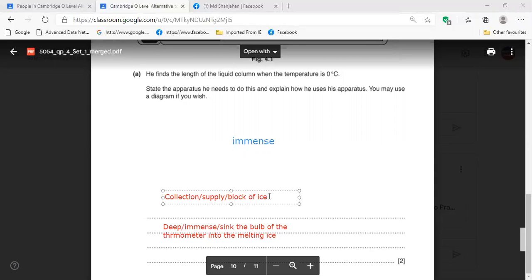Is it clear now? Yes, sir. So that is our apparatus or the things required here, and how he is using this way, right? We should keep the thermometer bulb in the melting ice. Thermometer, here you write thermometer spelling correctly. Okay, then next. What is next?